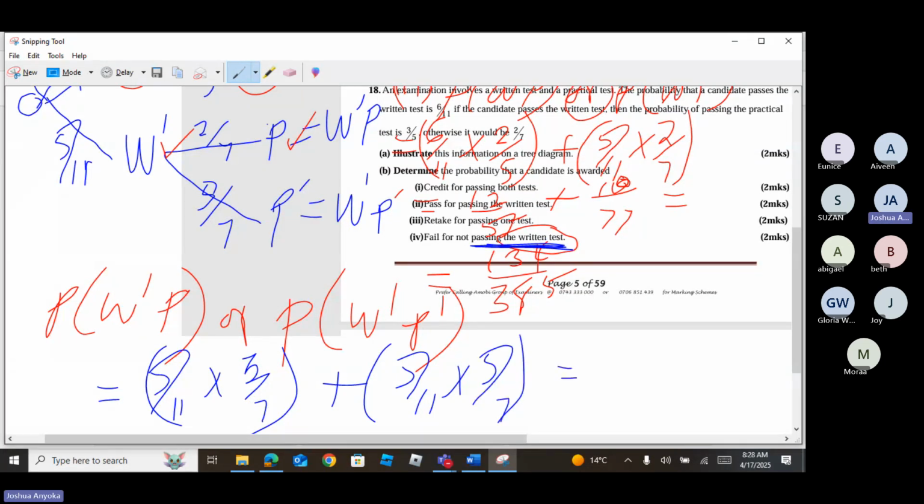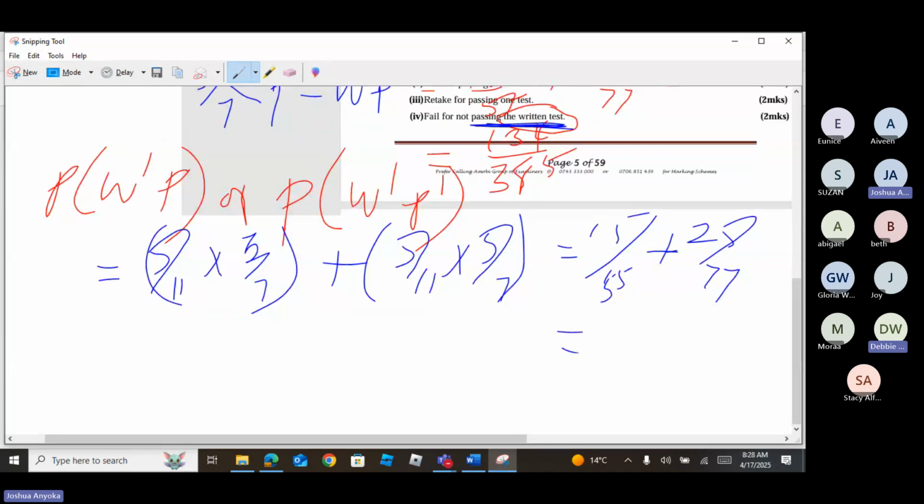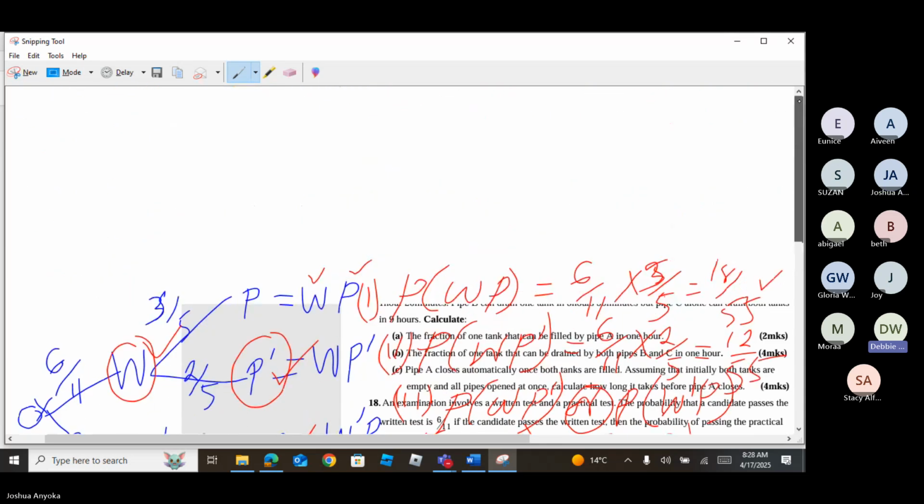And this one gives us 15 over 55 plus 25 over 77. And it will give you something. Right, that is the expectation we have in probability. Any question?